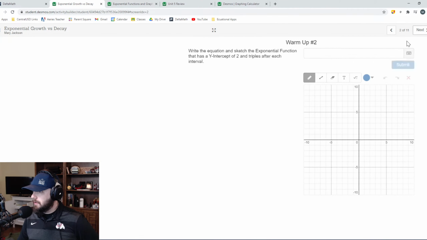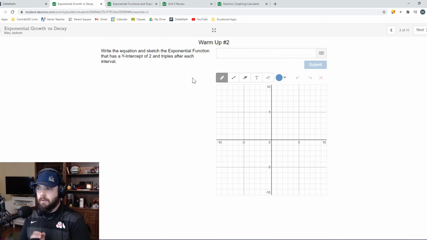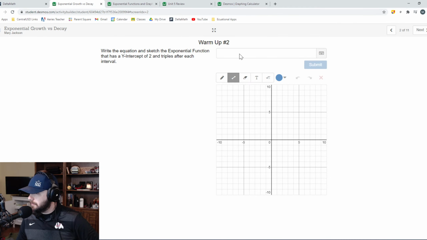So we talked about warm-up number 2. We want to write an equation and sketch the exponential function that has a y-intercept of 2 and triples after each interval, right? So is that Michael Rankin in my class? All right, so we have exponential functions that has y-intercepts. So let's go ahead and start by graphing this. My y-intercept is going to be 2, and we're tripling every single time. So as I'm going over 1, I'm going to be multiplying this by 3 because we're tripling. So 2 times 3 is going to be 6.